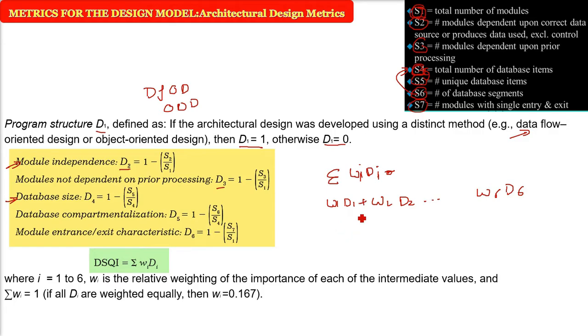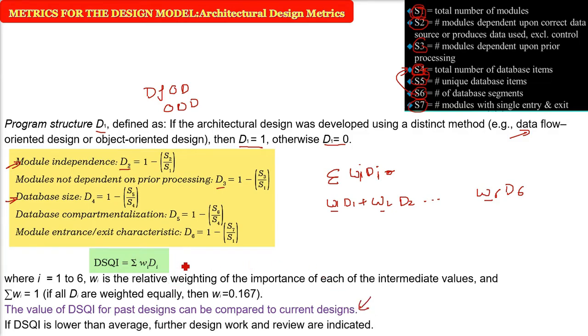So sigma Wi should be 1. Now the weights should add up to 1. If all these Di are equally weighted, then each Wi will be 0.167. So the DSQI value you got will be compared to past designs. If the DSQI value is lower than the average you got earlier, it indicates that you need to work on your review and design work.